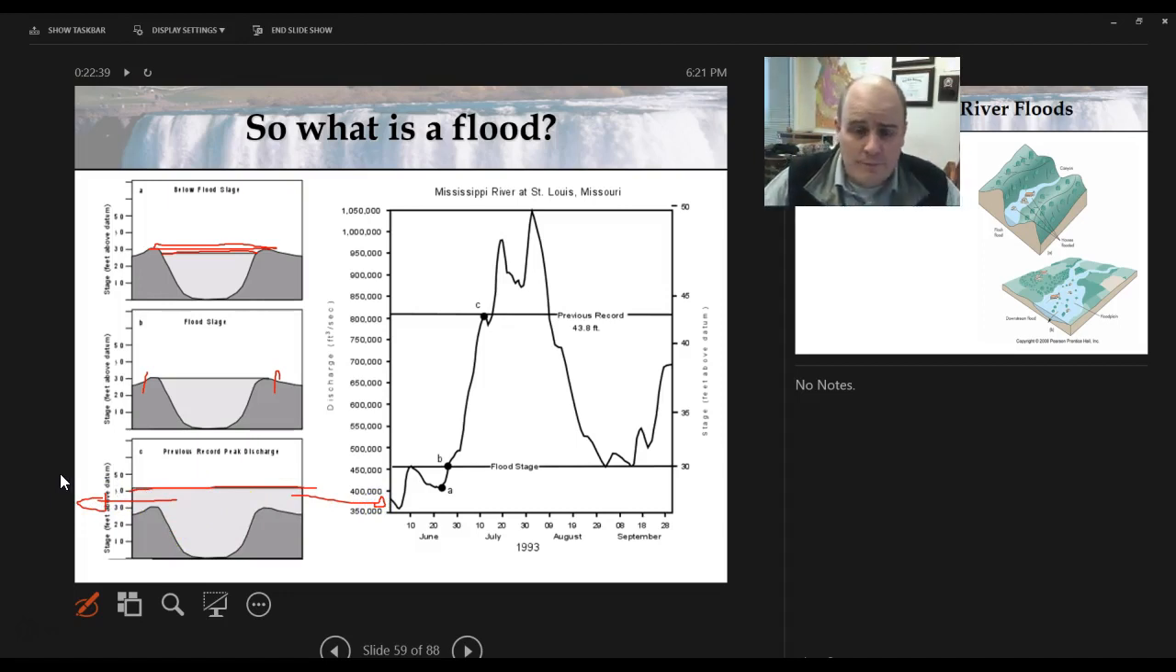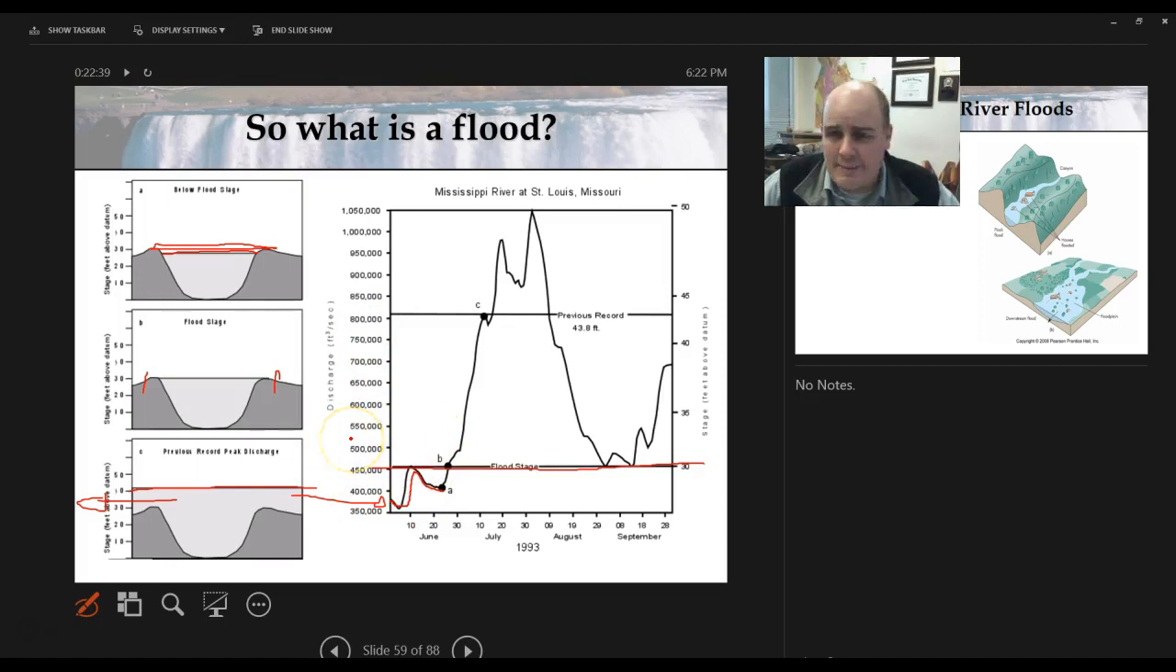So, for example, this is the hydrograph for the Mississippi River near St. Louis, Missouri. And this is its flood stage. Here, the flood stage was at 30 feet above the bottom of the river. So this is the elevation of it before.